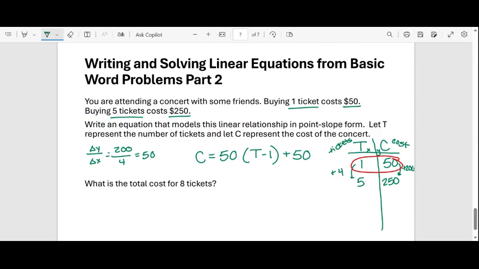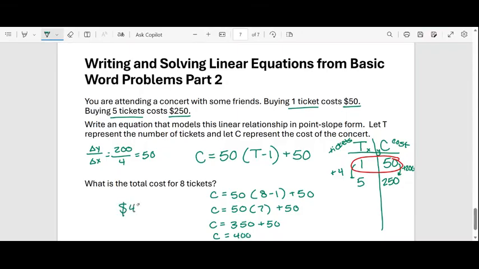We're going to figure out the total cost for 8 tickets, and we're going to use our equation to find this. We're plugging in 8 for t. So we're going to say our cost equals 50 times (8 tickets minus 1) plus 50. So we'll say cost equals 8 minus 1 is our first step. That's going to be 7 plus 50. Then we'll do 50 times 7, which will get us 350 plus 50. And 350 plus 50 is, of course, 400. So it will cost $400 for 8 concert tickets. All right, that's it for our part 2 word problems. Hopefully that helped you.